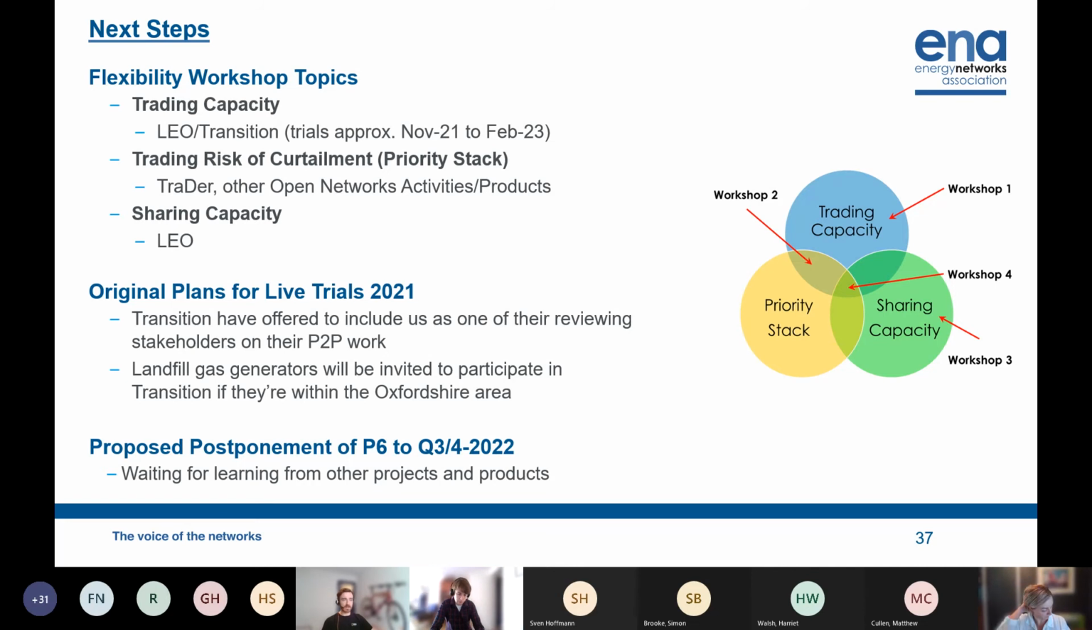I didn't write down any specific questions, but again, we would welcome feedback on any of our workshop findings. So let us know if you want the report. Our main question off the back of this presentation is really looking to gauge interest or appetite around these 3 topics. We know there's a fair amount of interest in trading firm capacity, but how interested are you in trading risk of curtailment or pursuing shared capacity agreements? And that's everything from me. So cheers, thanks very much.